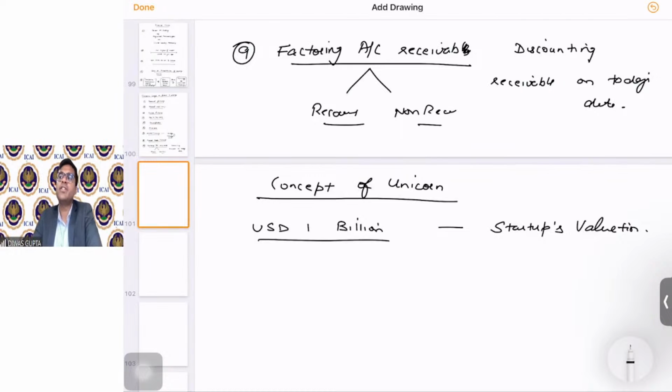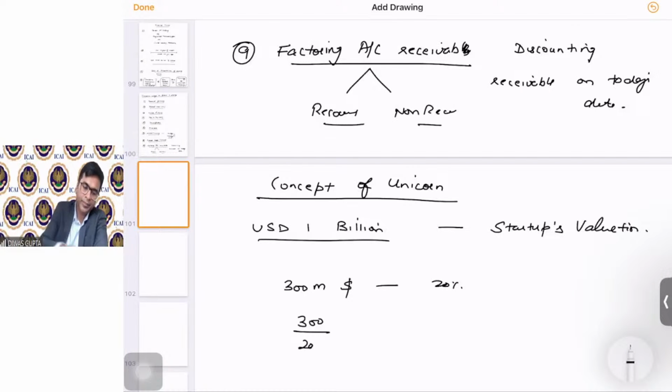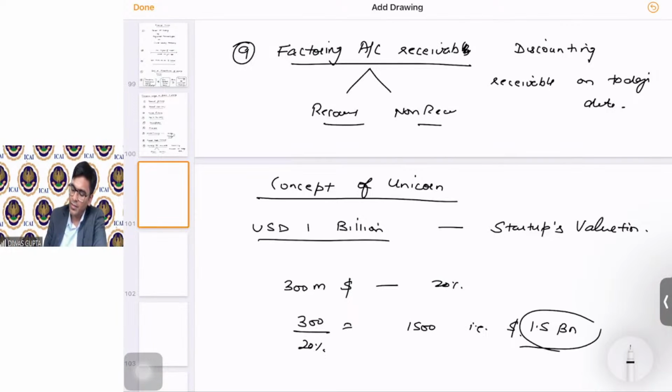Simple. Let's say today some investor is purchasing 20% equity at $300 million, right? So it means that the total value is how much? 1500, that is $1.5 billion, right? Correct? Is it true? So since this 300 million got invested at 20%, we call it a unicorn. Yes, it is used, Viraj. You're right, it is used.